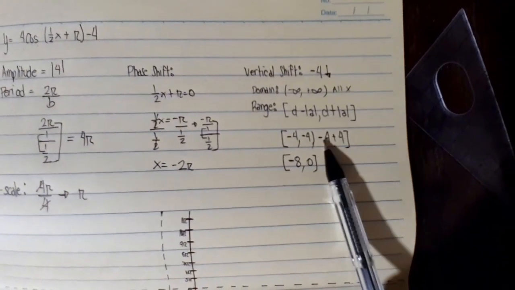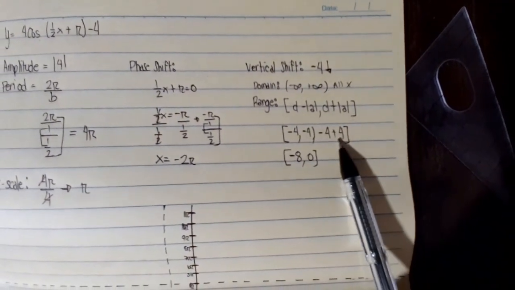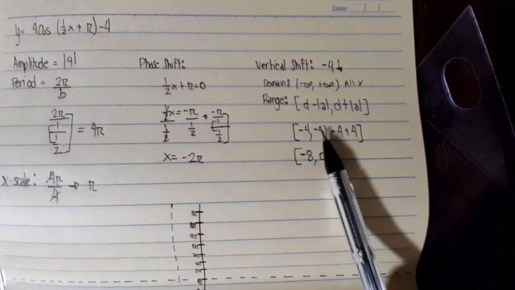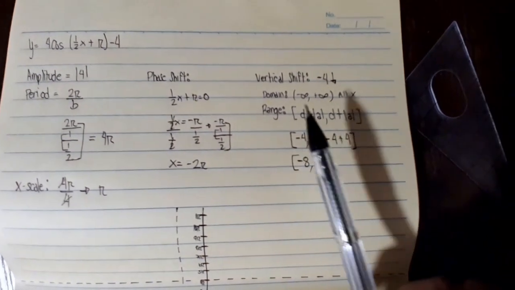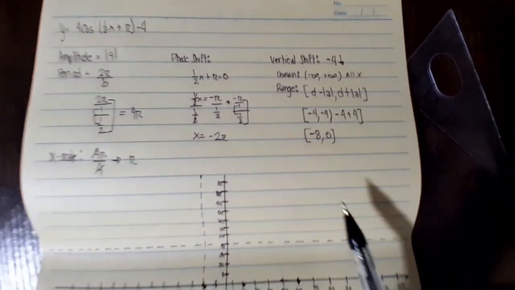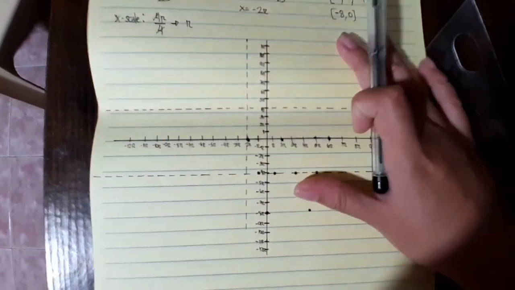Then, yung d natin is negative 4, tapos dito positive yung a, so gagawin natin positive din. So, negative 4 plus negative 4 is equals to negative 8. Then, negative 4 plus 4 is equals to 0. So, ang range natin is negative 8, 0. So, yan. Now, let's proceed sa graphings.